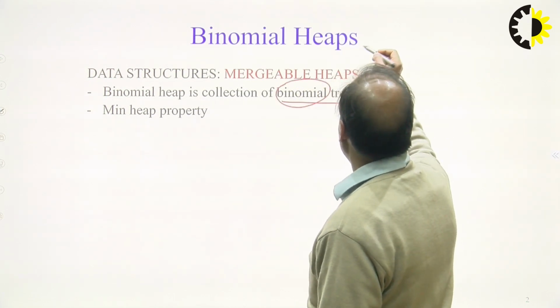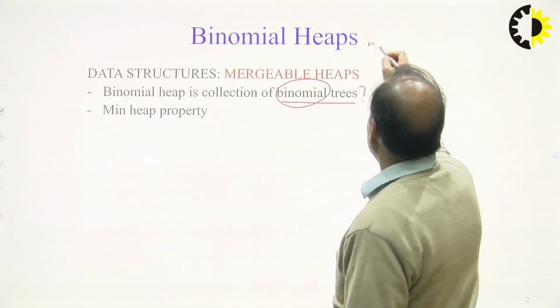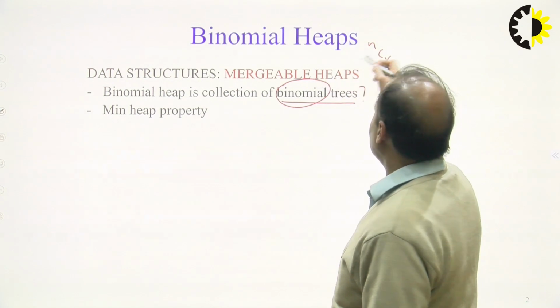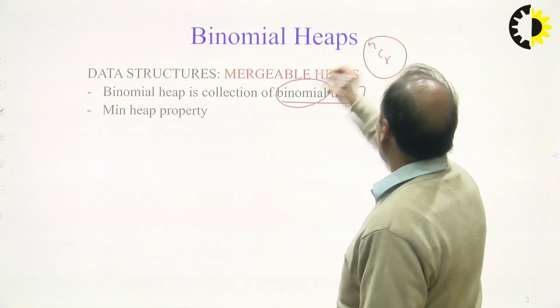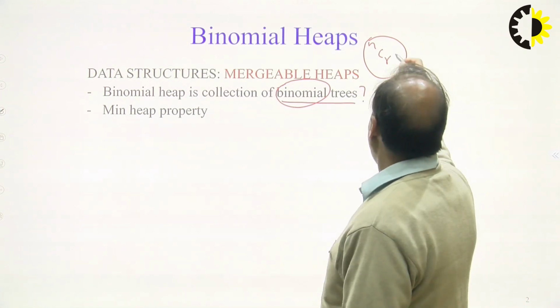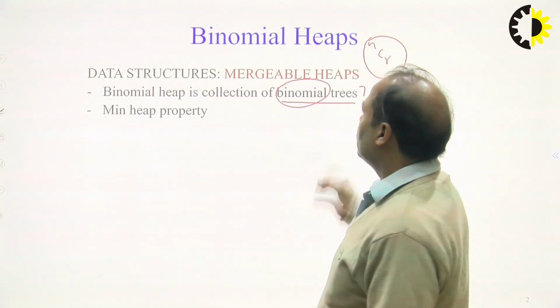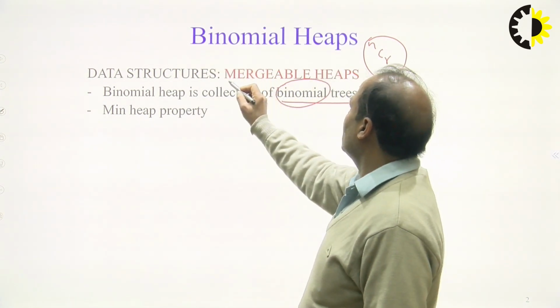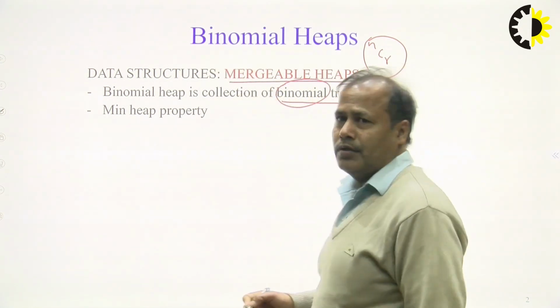Everybody knows the binomial properties like nCr and the binomial theorem. So actually this kind of tree is related to this type of properties. You will see that this follows the nCr property. So that's why its name is binomial heap. And second thing, it has a mergeable heap operation.